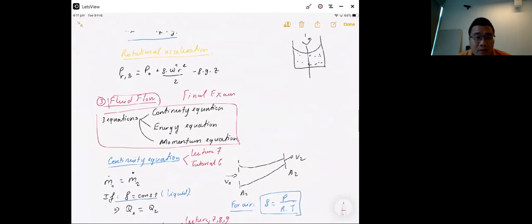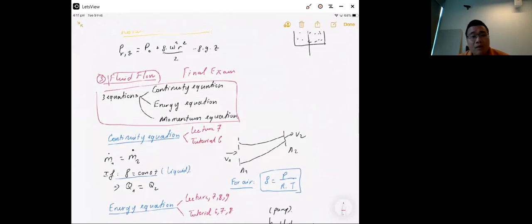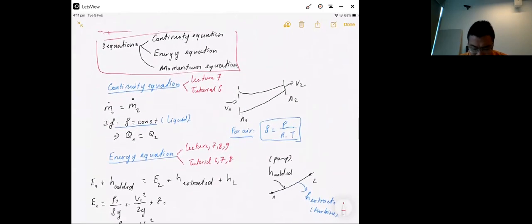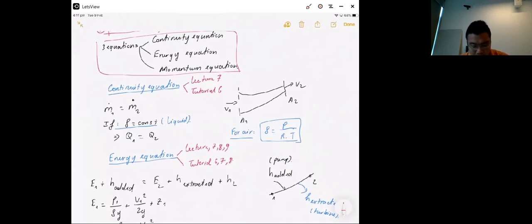For fluid flow, we have three main equations. The first one is the continuity equation, the second one is the energy equation, and the last one is the momentum equation. The continuity equation you can find in lecture 7 and tutorial 6. Continuity equation means mass flow rate is constant. And if we have constant density, for a liquid or incompressible substance, we will have constant volume flow rate, because mass flow rate equals volume flow rate times density. So when density is constant, volume flow rate will be constant.